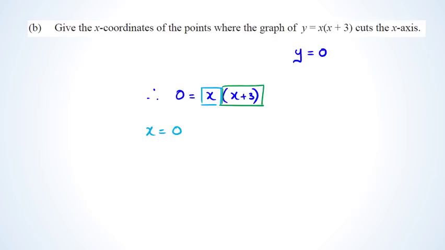So with the first one, it's nice and simple, because we can straight away put x is equal to 0, or in the green box, we have x plus 3, and that equals 0. So when we rearrange this, we're going to get x is equal to minus 3. So our two answers for this question, the x coordinates for the points, are: the first is 0 and the second is minus 3. And this is an achieved question. Okay, the next question.